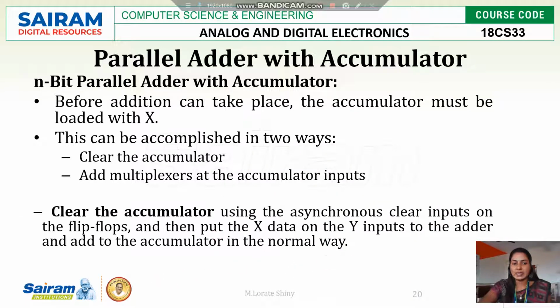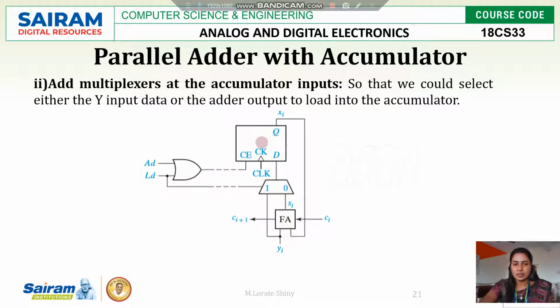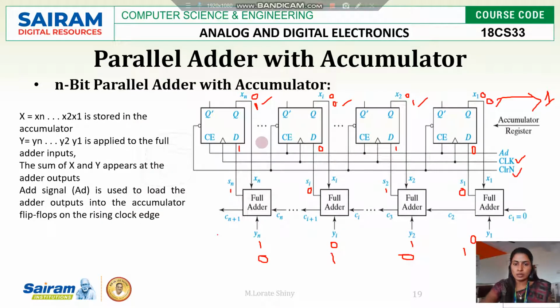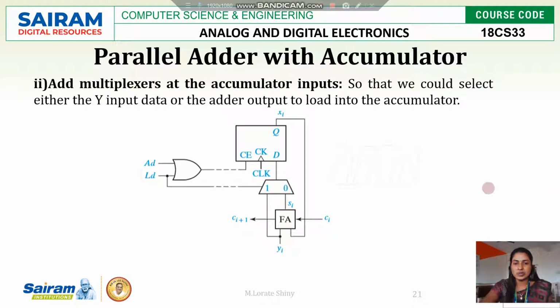The second way is to add a multiplexer at the accumulator input. Actually, there are 4 accumulator bits and 4 full adders, but this sample shows only one: one D flip-flop and one full adder. Between them we are using a multiplexer. We all know the multiplexer function: based on the selection input, it will select any one of the inputs to the output side.